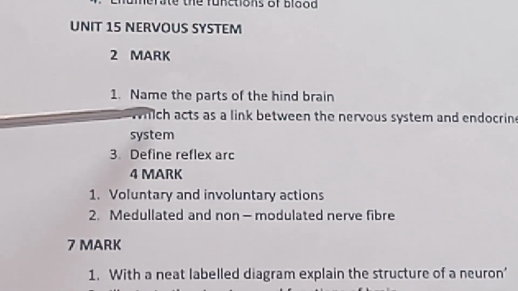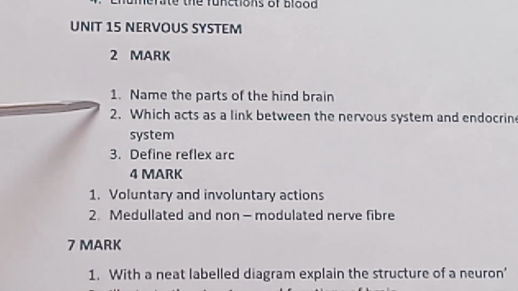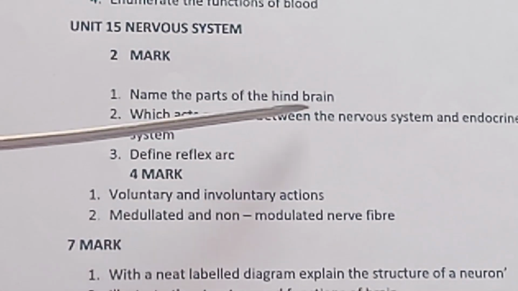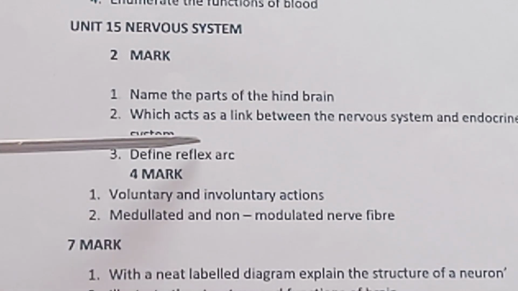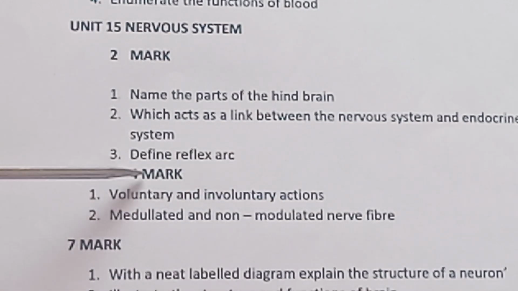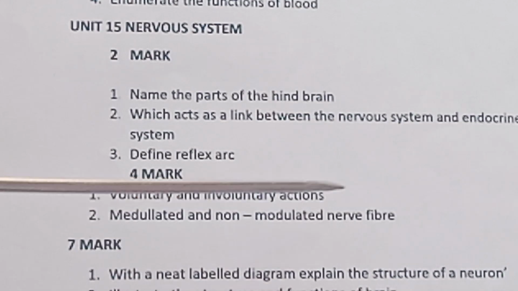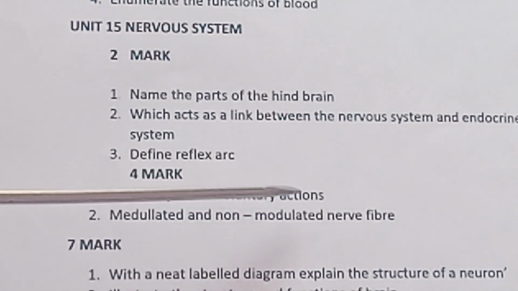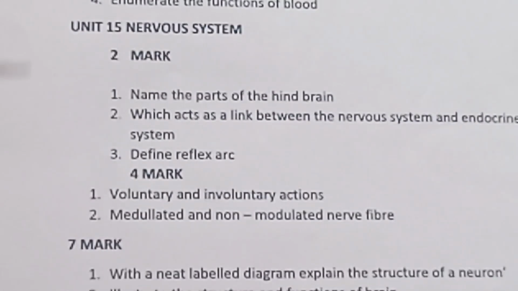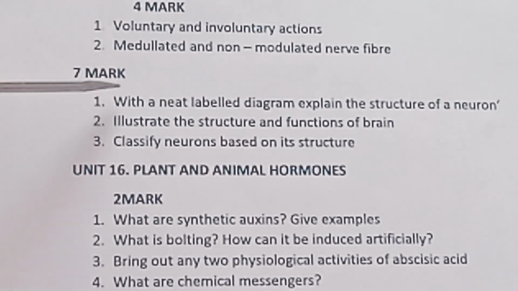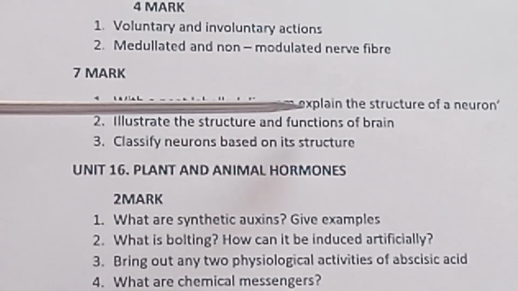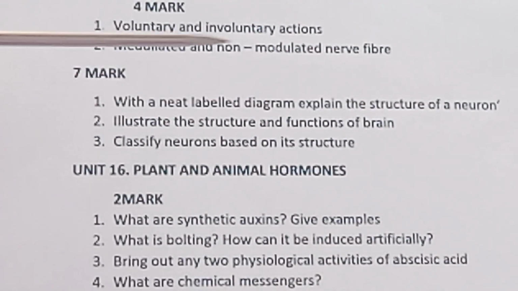Unit 15, nervous system. 2 mark, name the parts of the hindbrain. Very important question. Which acts as a link between the nervous system and endocrine system? Third one, define reflex arc. 4 mark, voluntary and involuntary actions. Myelinated and non-myelinated nerve fibre. 7 mark. Very important question with a neat labelled diagram. Explain the structure of a neuron.